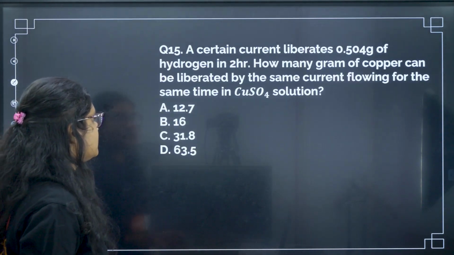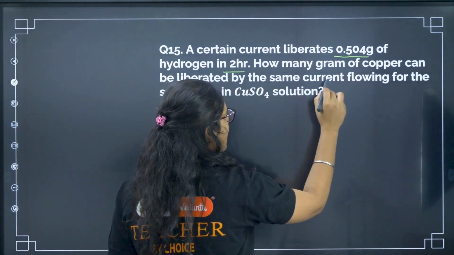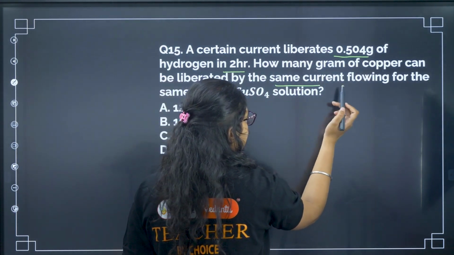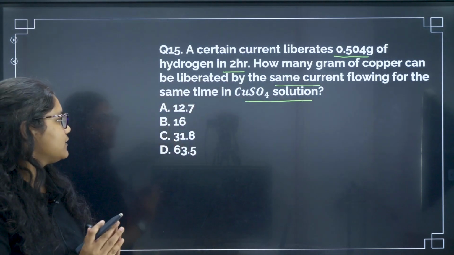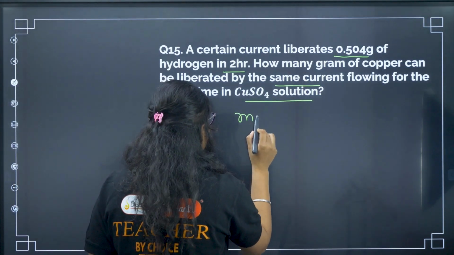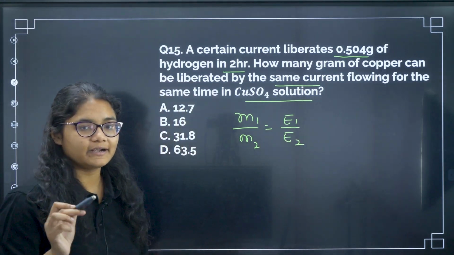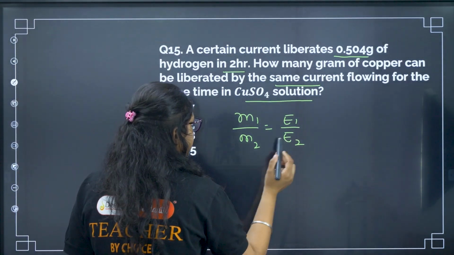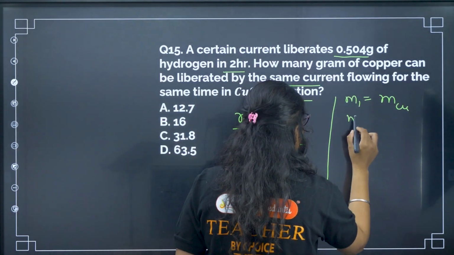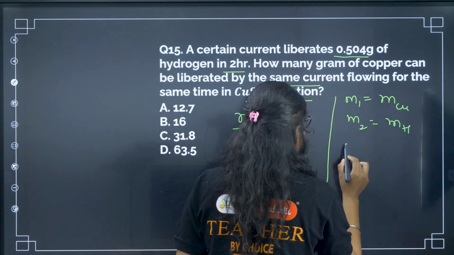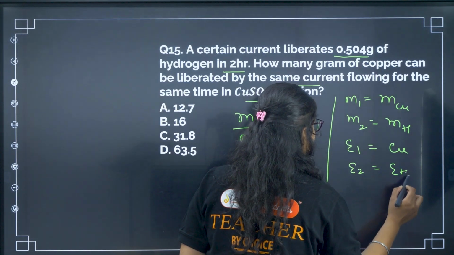Now let us see the next question. A certain current liberates 0.504 gram of hydrogen gas in 2 hours. How many gram of copper can be liberated by the same current flowing for the same time in copper sulfate solution? Okay, so here one thing we can remember, the formula we have is M1 by M2 equal to E1 by E2. This is according to Faraday's second law, right? Now let M1 be the mass of copper deposited, let M2 be the mass of hydrogen deposited, let E1 be the equivalent weight of copper and E2 the equivalent weight of hydrogen, right?